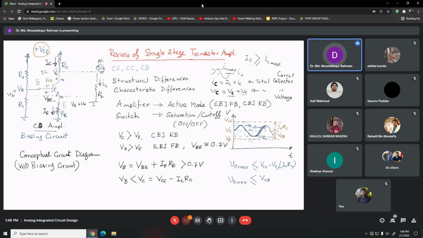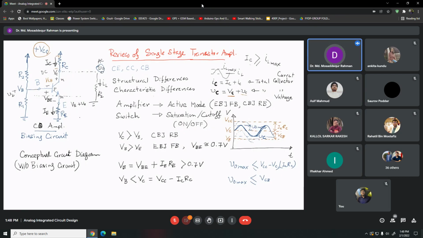So it is not just forward biased and reverse biased, right? It has to be appropriately designed so that the collector current is large enough to support your load current, the maximum value of the load current, and also so that it can support the maximum value of the output voltage that is needed by the load. So these two things are crucial.